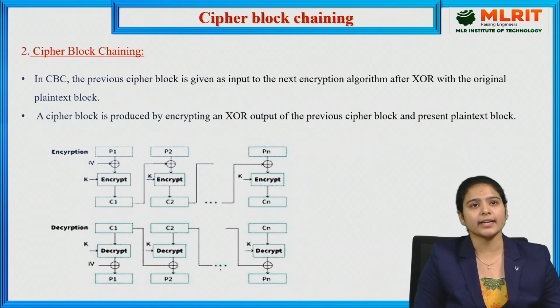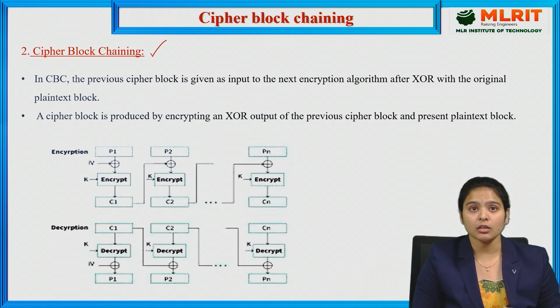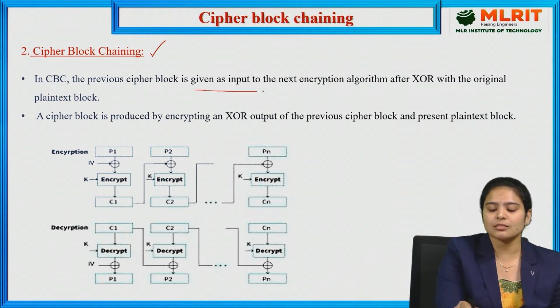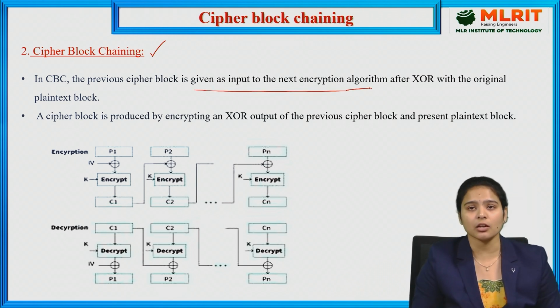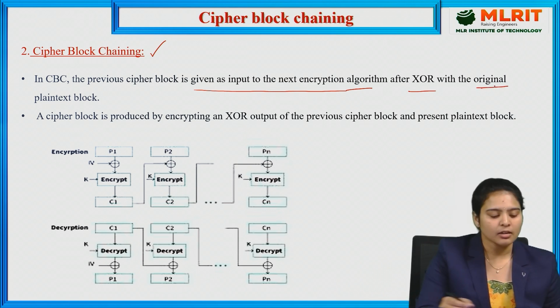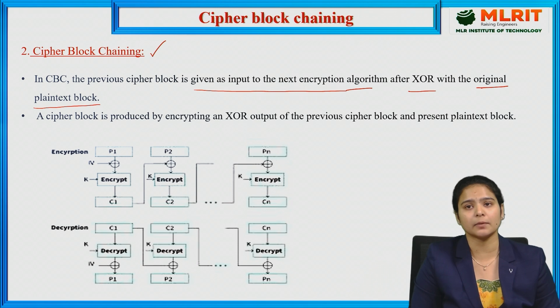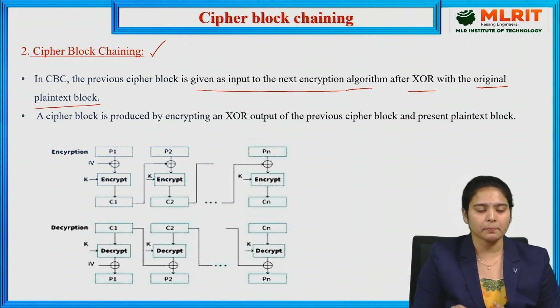The next, second type is cipher block chaining. In cipher block chaining, we give the input to the next encryption algorithm by using the XOR operation. By using the XOR operation, we give the input to the next encryption algorithm together with the original plain text block. We do not give the decrypted block; we give the original plain text block.